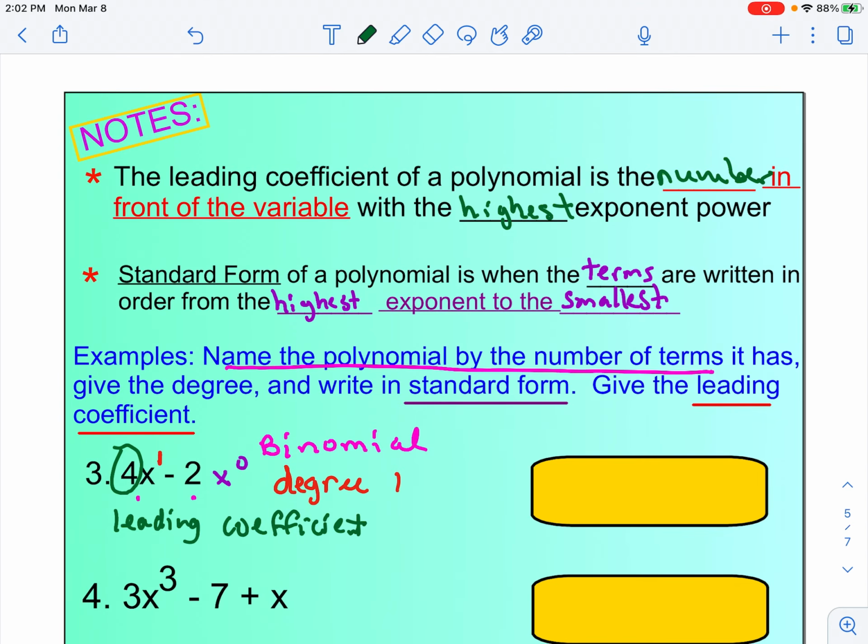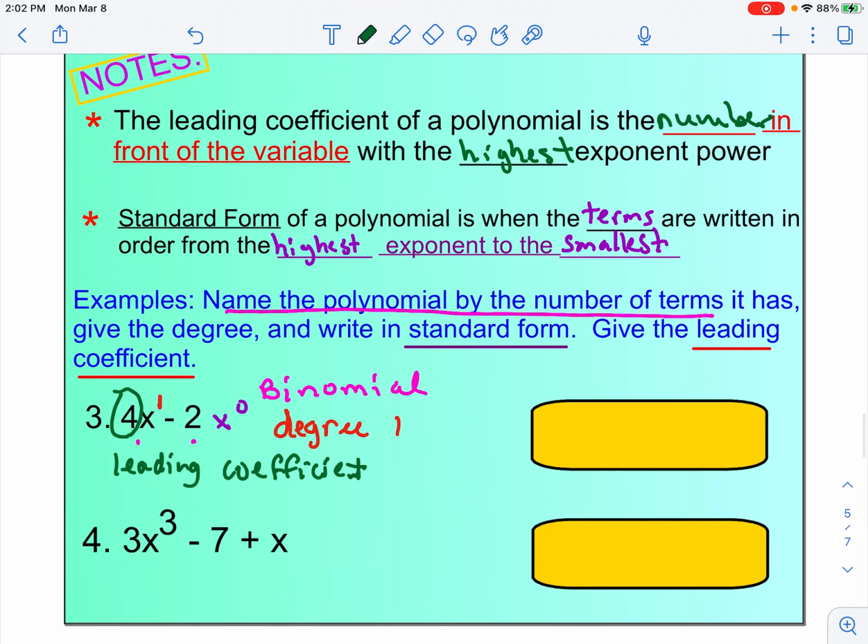All right. Now, let's look at number 4 together. Again, let's go back to the beginning. How many terms does this have? 1, 2, 3. 3 terms, it's a trinomial. What is the highest degree? What is the highest exponent power? This is degree 3, this is degree 1, so 3 is the highest exponent power, so we say that this is degree 3.